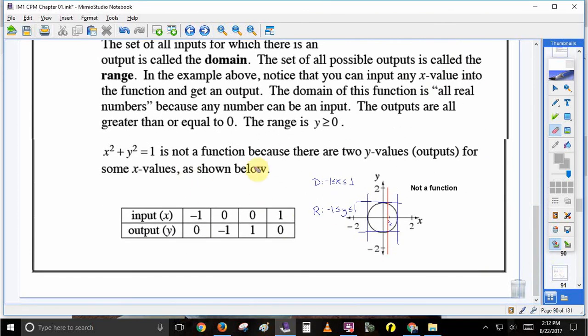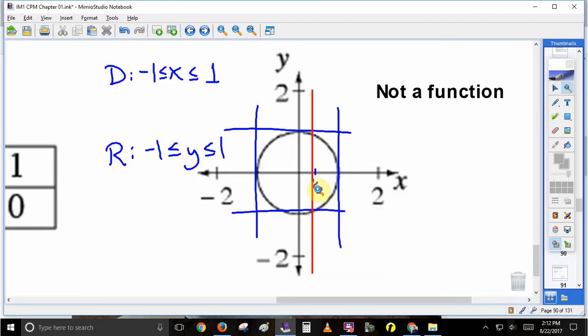We have an example of something that is not a function below here. X squared plus y squared equals 1. That's the graph of a circle. We'll talk about that later in the year. And we know that it's not a function because it fails that vertical line test that I mentioned earlier. So if we look at this red line here, it crosses our graph at 2 points, once here in the positive and once here in the negative. So in this case, I've drawn an input of 1/2, or something close to 1/2, and we have 2 outputs.